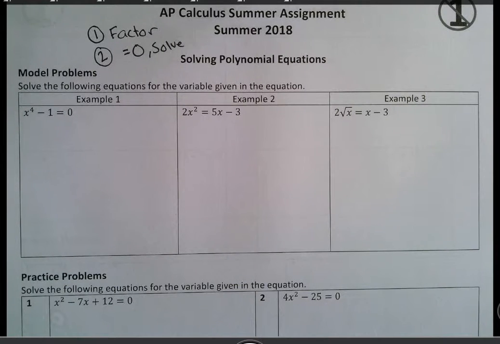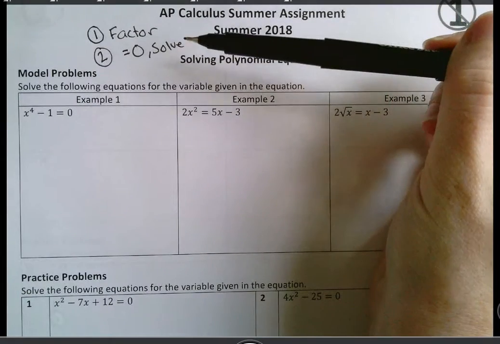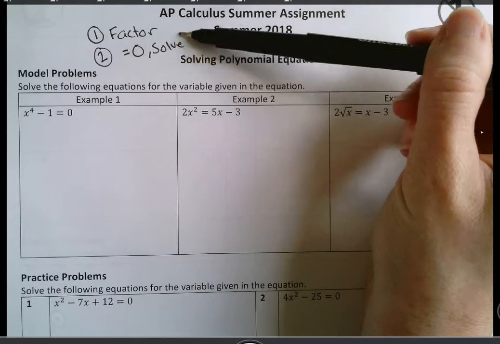Alright, this video is going to be about solving polynomial equations. First step when you're doing these is always going to be to factor, and then your second step is going to take each of those factors that you found, set them equal to 0 so that way you can solve those.